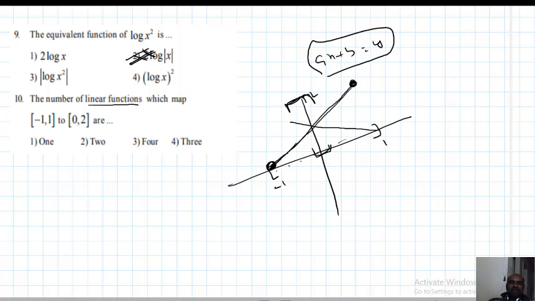So here also I can draw another straight line. What is the meaning of that? For this straight line also domain is from minus 1 to 1 only. Range is 0 to 2 only. We are getting two straight line segments between minus 1 to 1. Domain is minus 1 to 1, range is 0 to 2. What can I say? We can say that there exist two linear functions. My answer is 2.